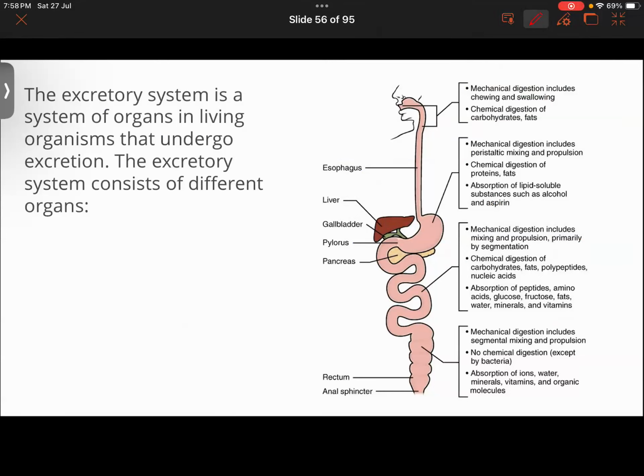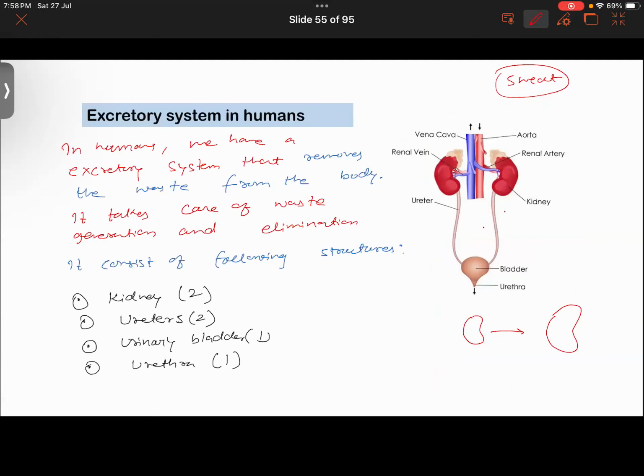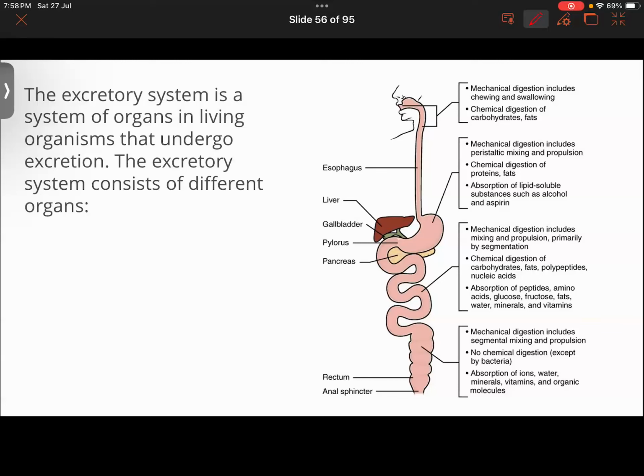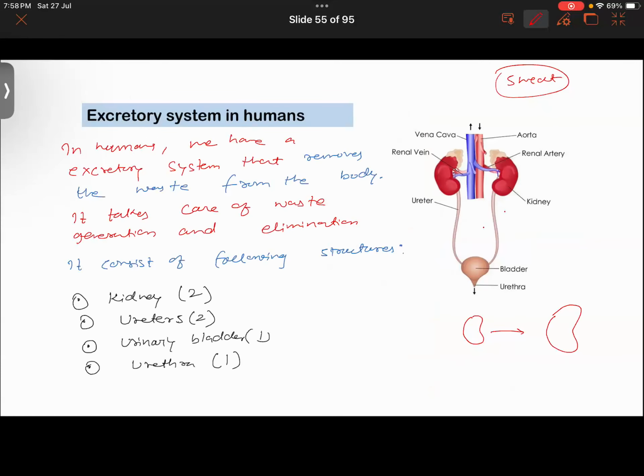In this paragraph, it says the excretory system is a system of organs in living organisms that undergo excretion. The excretory system consists of different organs, as we have learned moments ago, right? Particularly over here, we have many organs mentioned. Getting it? So it is basically referring to the same thing which we have learned moments ago. The main diagram is this one, not the other one.